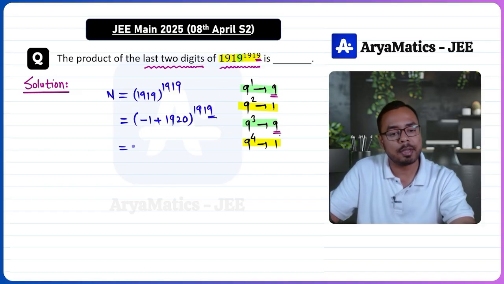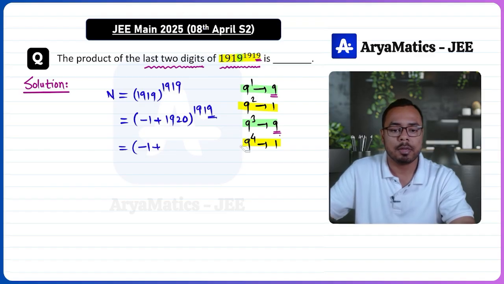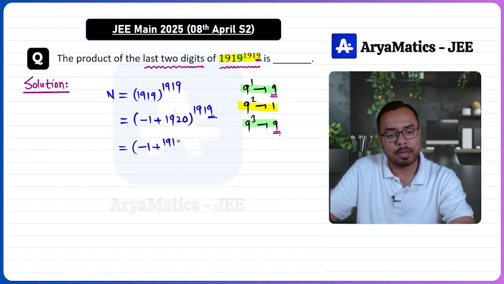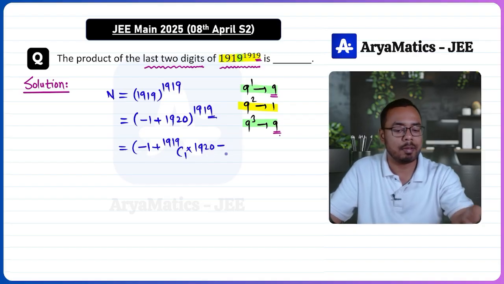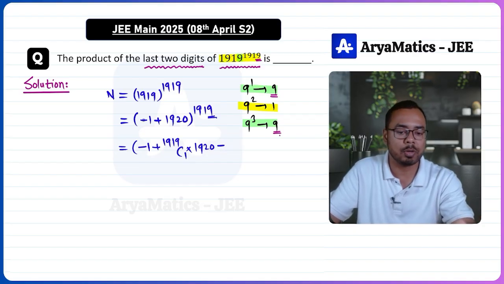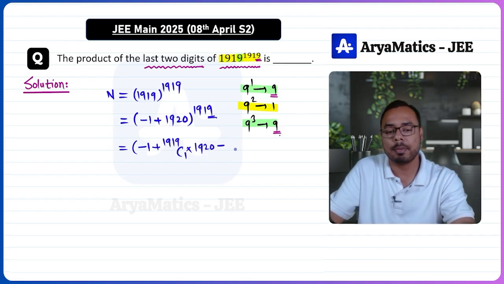Now here if I expand it using binomial, then -1 raised to an odd power will be -1. The next term will be 1919C1, and this multiplied by 1920. After that, again, the next term will have a minus sign, right? Because of the negative sign, we'll get alternate positive, negative terms and so on. The first term was negative because we had -1 raised to an odd power. Next will be positive, again negative and so on.